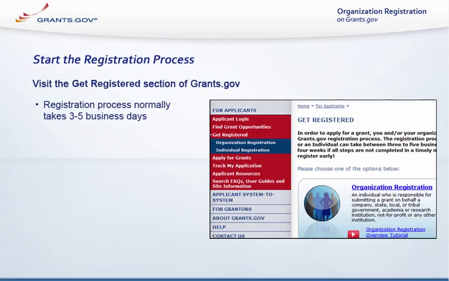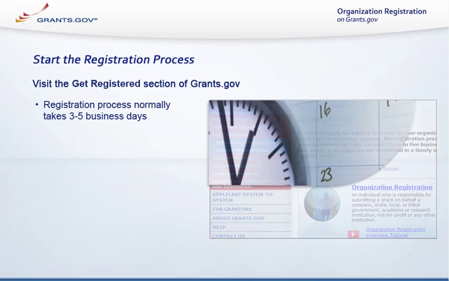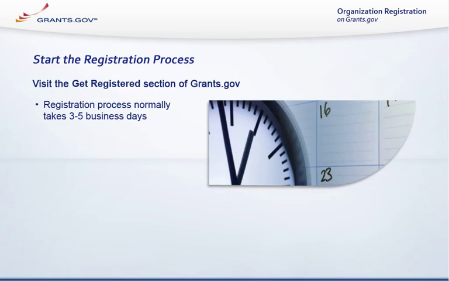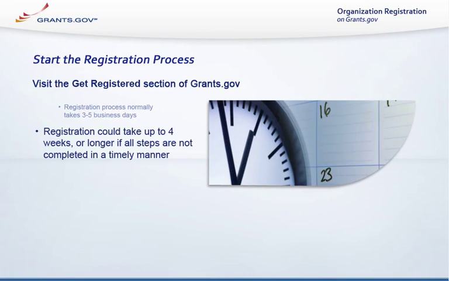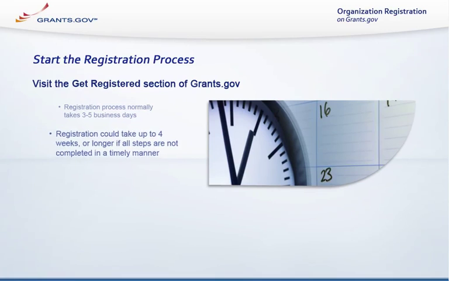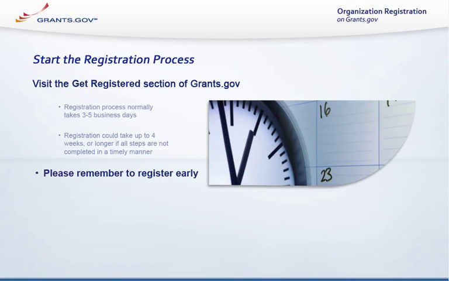The registration process normally takes 3 to 5 business days. However, due to the screening process, multiple system checks, and necessary planning between members of your organization, registration could take up to 4 weeks or longer if all steps are not completed in a timely manner. So please remember to register early.